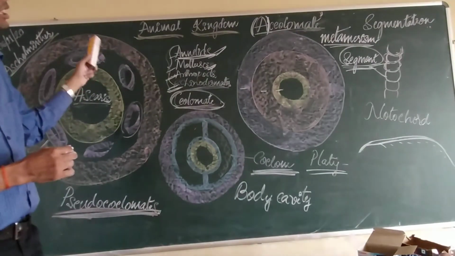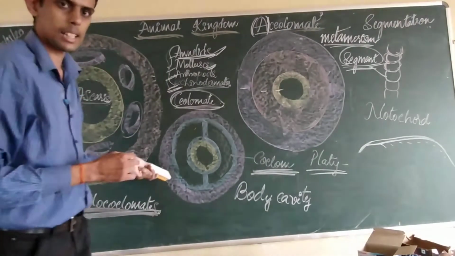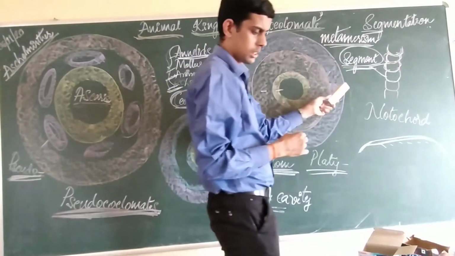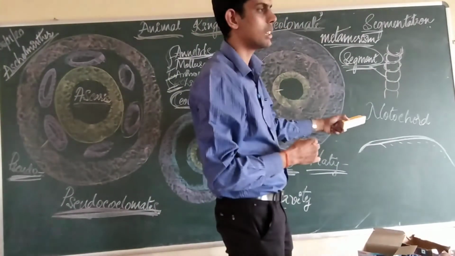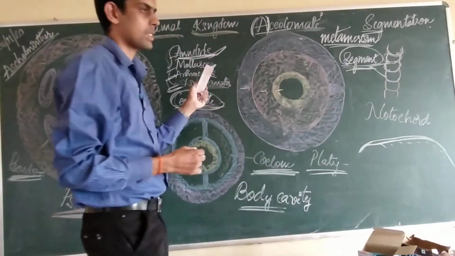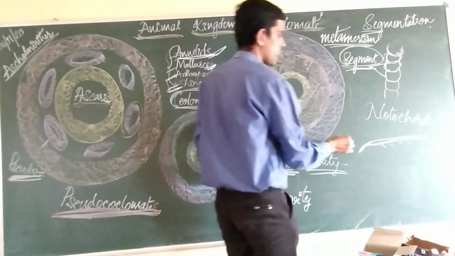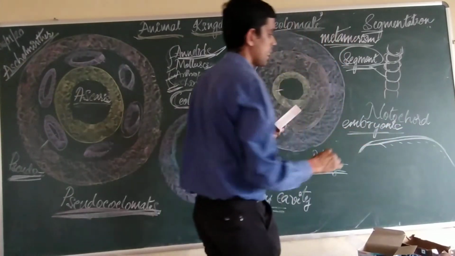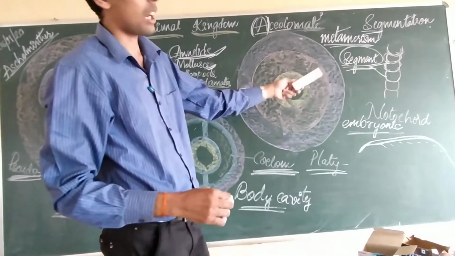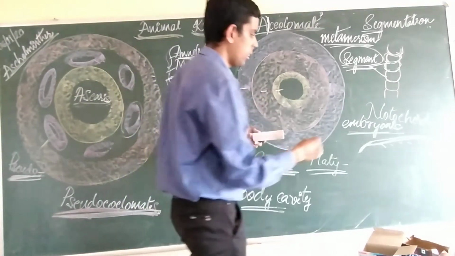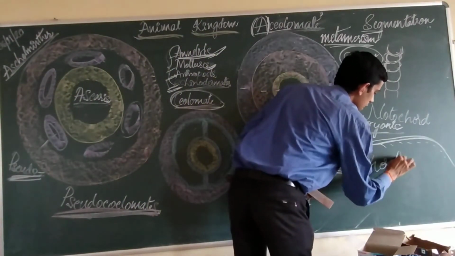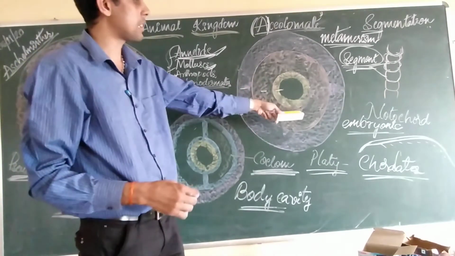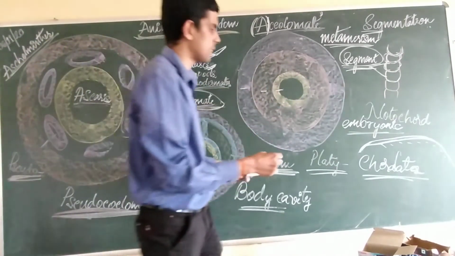Like the first is the level of organization, the second was symmetry, the third was germ layer, the fourth is the body cavity, the fifth is the segmentation, and the last one is the notochord. Here the notochord is nothing but a hard bone-like structure that is present during the embryonic stage. If it persists into the adult, then such organisms are called chordates. So the basic difference between chordates and non-chordates is the presence or absence of the notochord. So that is one of the criteria.